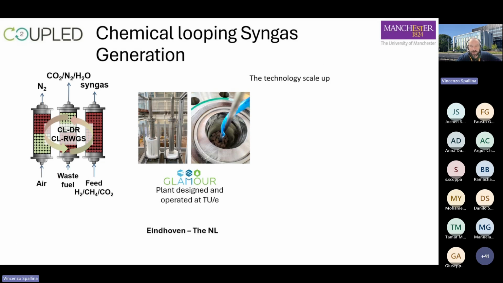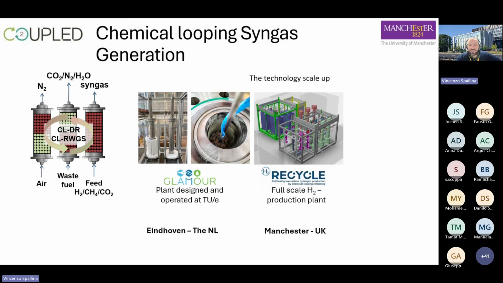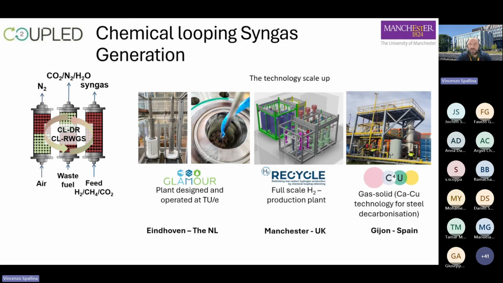Now, as I said before, this project and the research activity in general have been carried out in the past 10 plus years. It's more related to packed bed reactors, and you can see here some examples of what has been done in the past years. We have some activity to carry out at the Eindhoven University of Technology for the Glamour project. We are also currently building a full-scale hydrogen plant for chemical looping in Manchester, and there has been a testing campaign for a single-scale reactor during the C4U project, which involved calcium and copper technology.